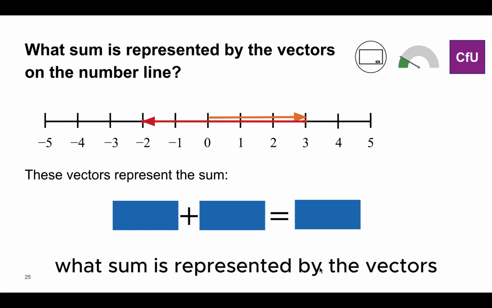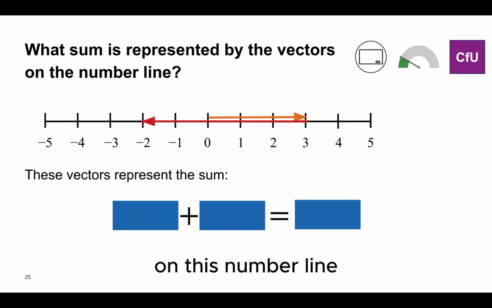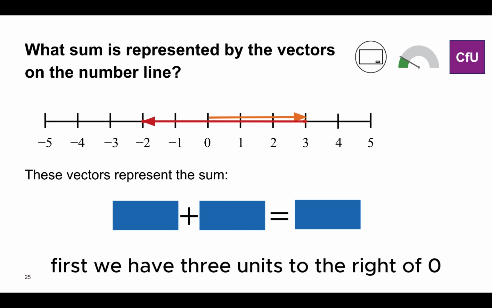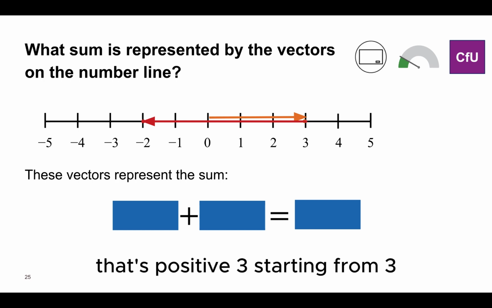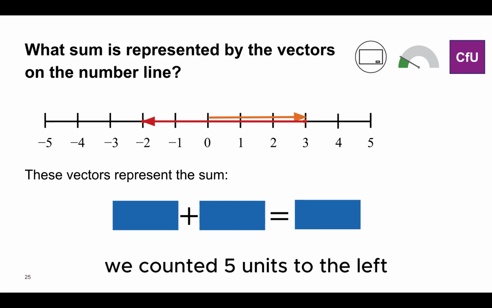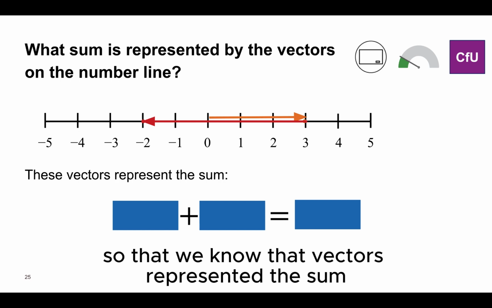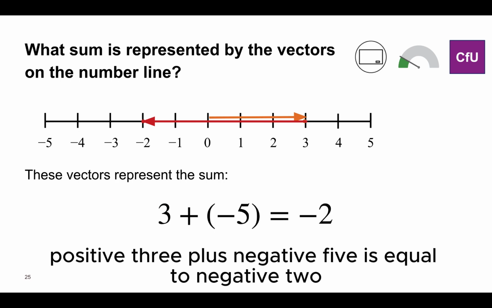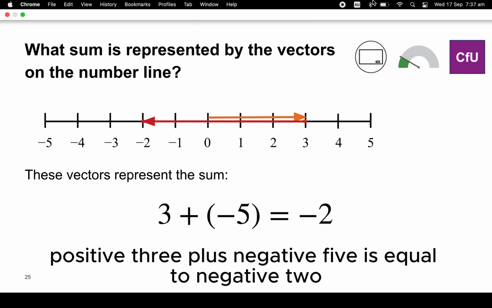Let's look at this question. What sum is represented by the vectors on this number line? First, we have 3 units to the right of 0. That's +3. Starting from 3, we counted 5 units to the left. That would be -5. So that we know the vectors represented the sum +3 plus -5 is equal to -2.